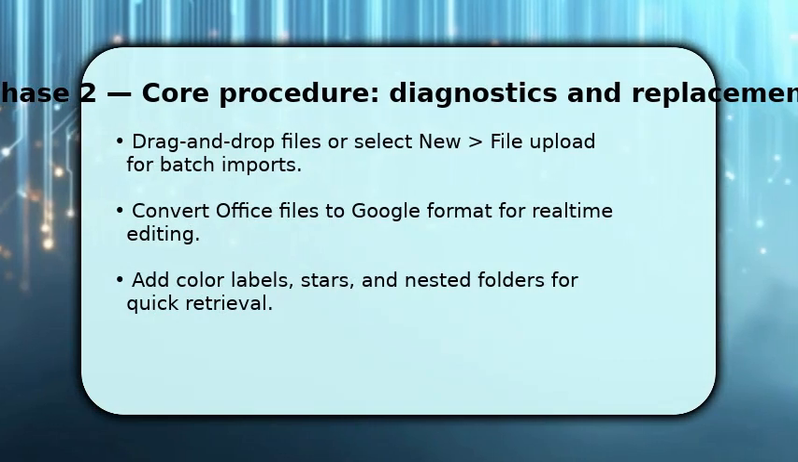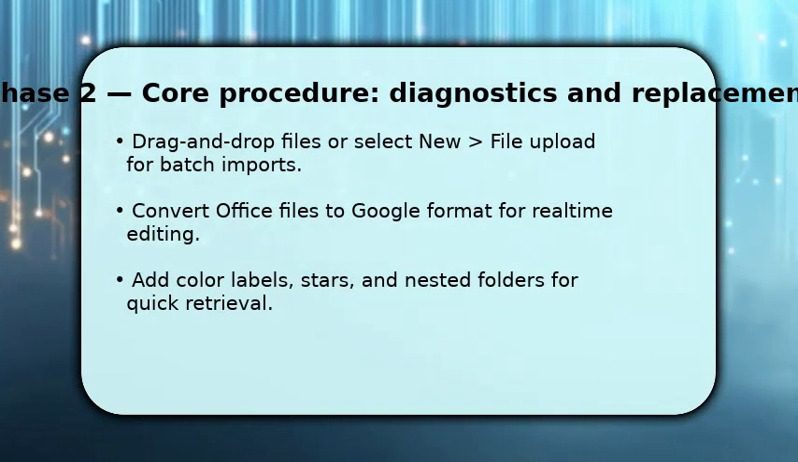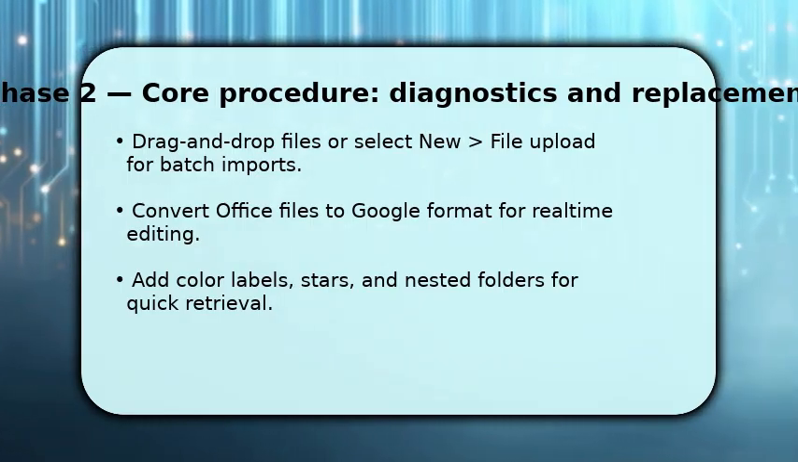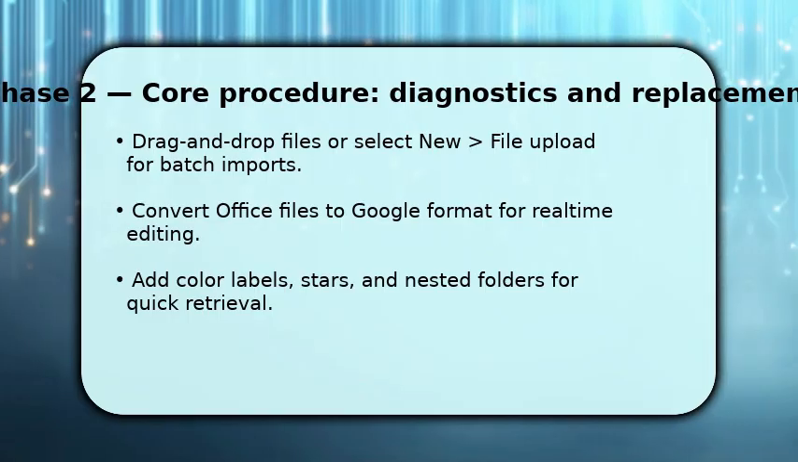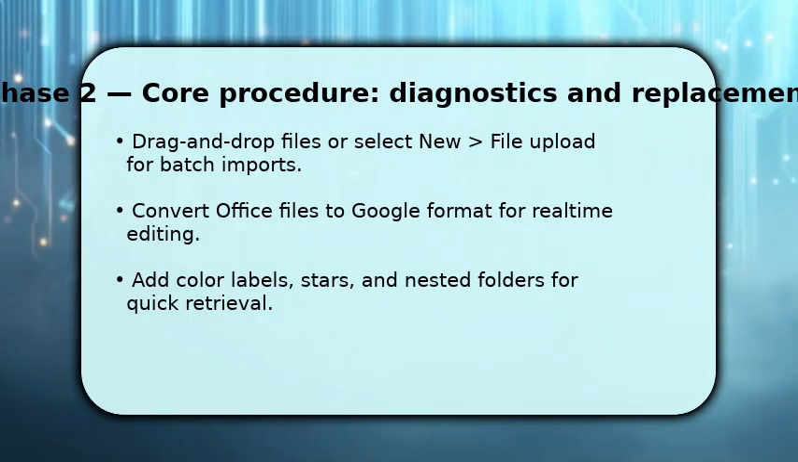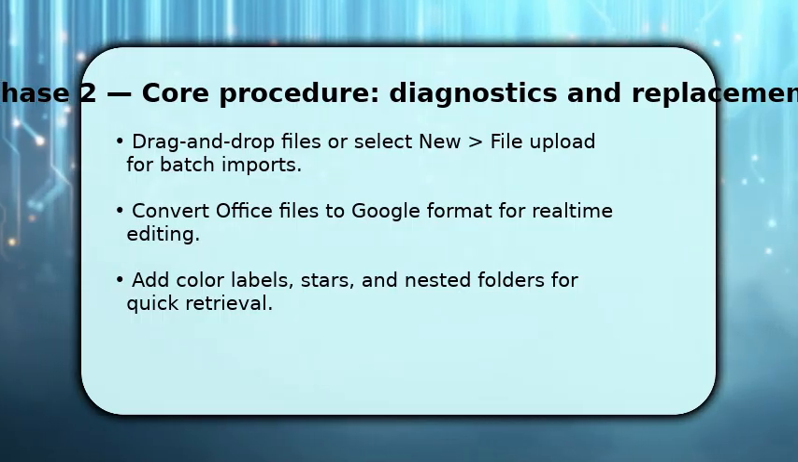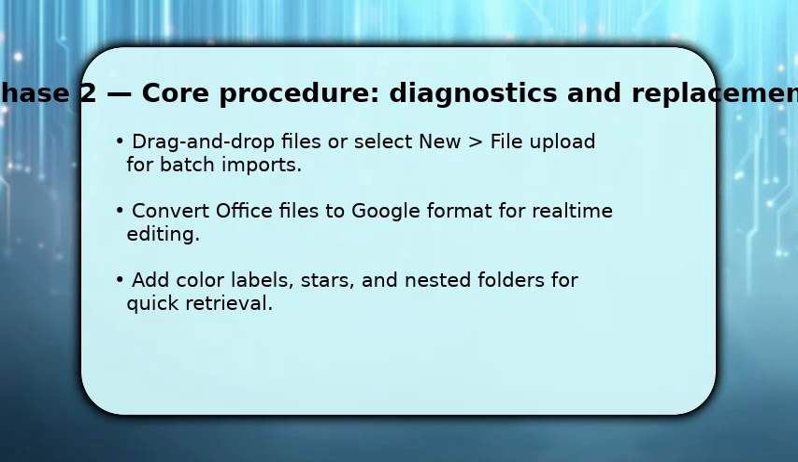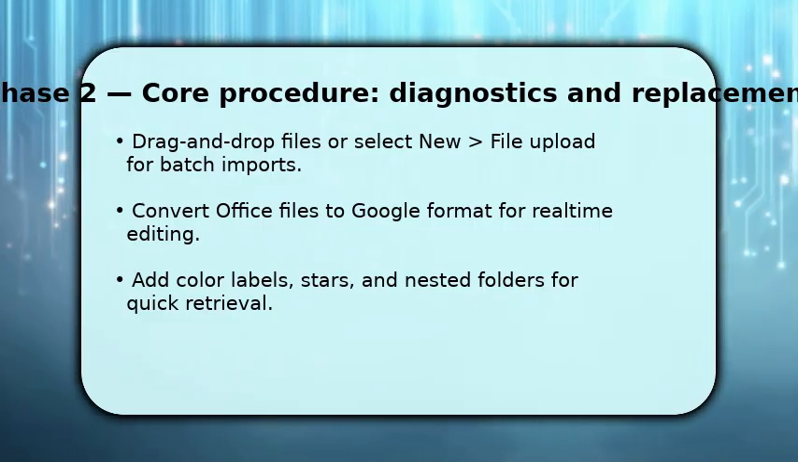Now upload and organize. Drag and drop multiple files into folders, or use new file upload to import in bulk. If you want real-time collaboration, convert Office files to Google Docs, Sheets, or Slides while uploading. This enables version history and comments. Use color labels and stars to highlight priority items and nest folders for logical groupings.